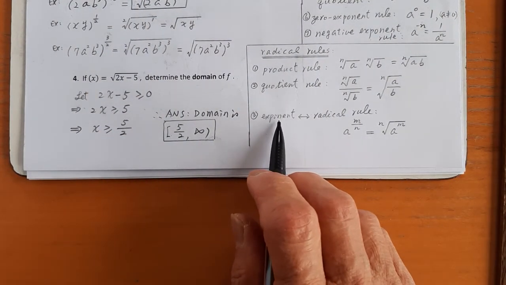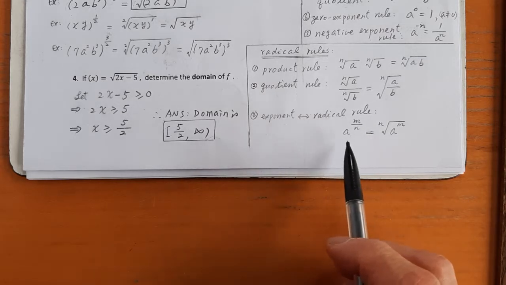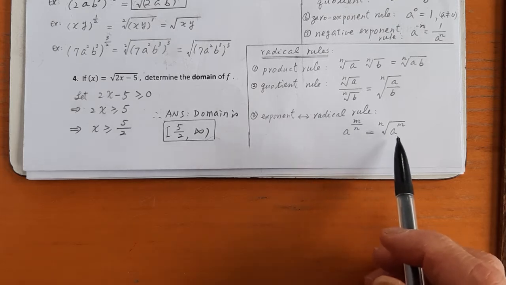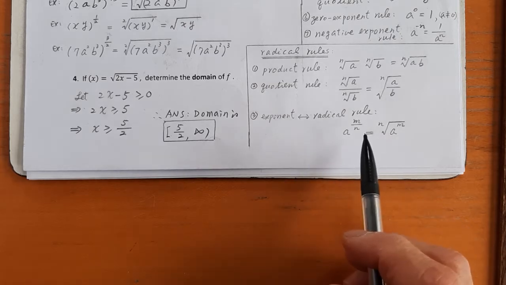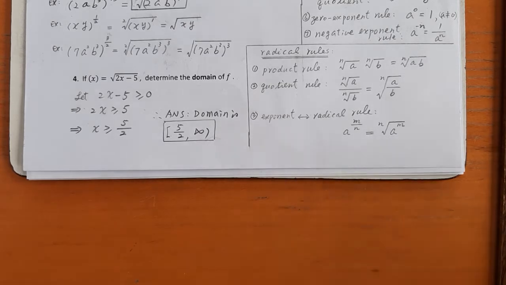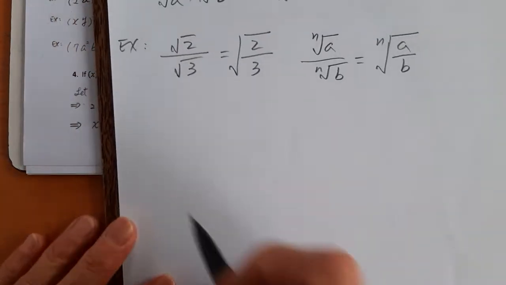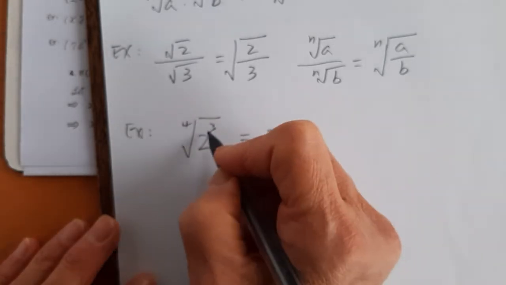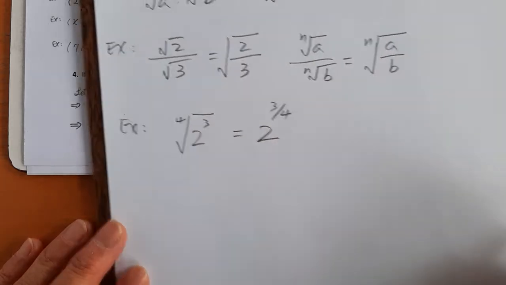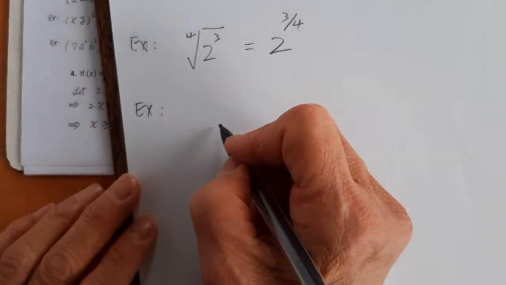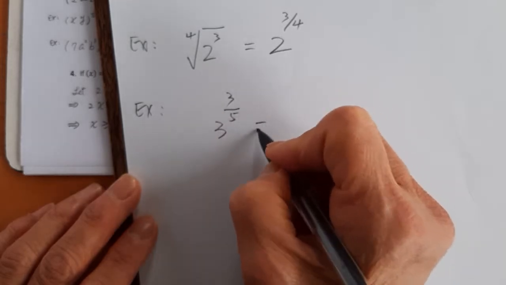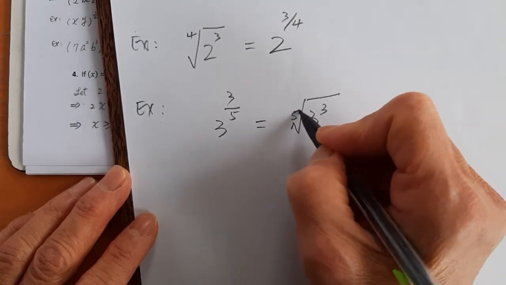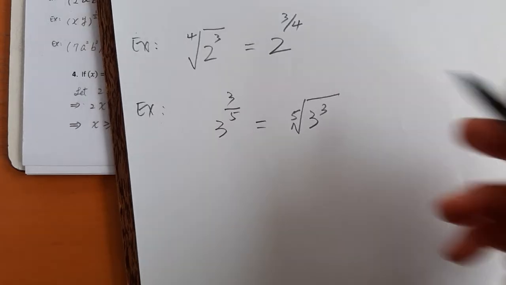And you can change from exponential form to radical form. The left-hand side is exponential form. a to the power m over n equals the nth root of a to the power m. Or from the right side to the left side. So for example, 2 to the power 3, fourth root, you can change to exponential form, 2 to the power 3 over 4. Or like 3 to the power 3 over 5, you can change to radical form. It's 3 to the power 3, fifth root.